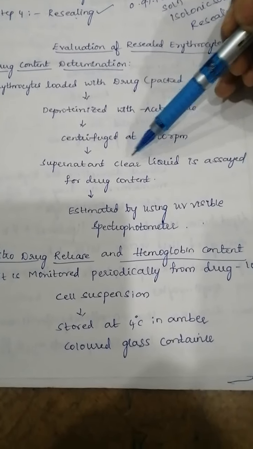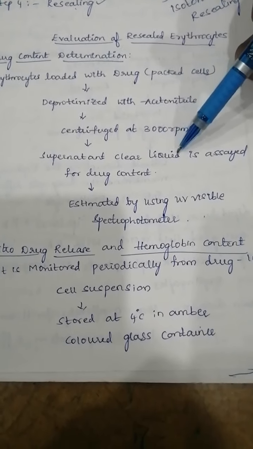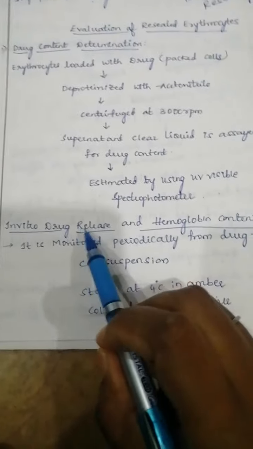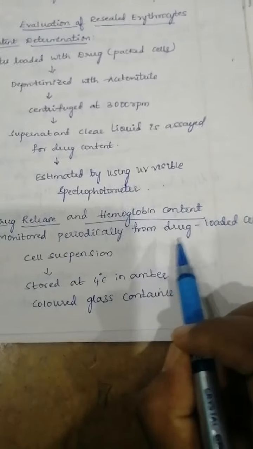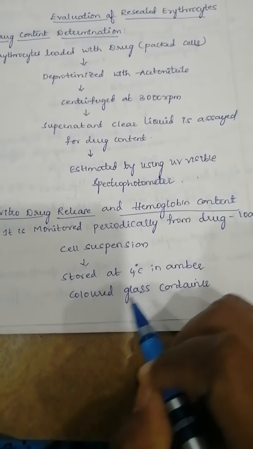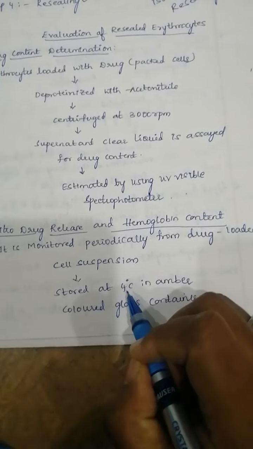So whatever the clear supernatant liquid is there, we are going to take that and estimate the drug content by using the UV visible spectrophotometer. Next one is in vitro drug release and hemoglobin content. So it is monitored periodically from drug loaded cells, and this cell suspension is taken and stored in an amber colored glass container at 4 degrees centigrade.